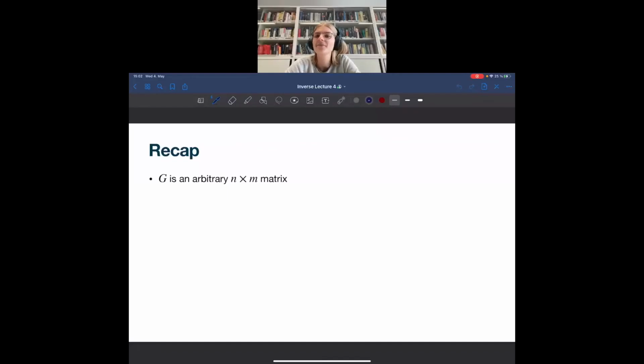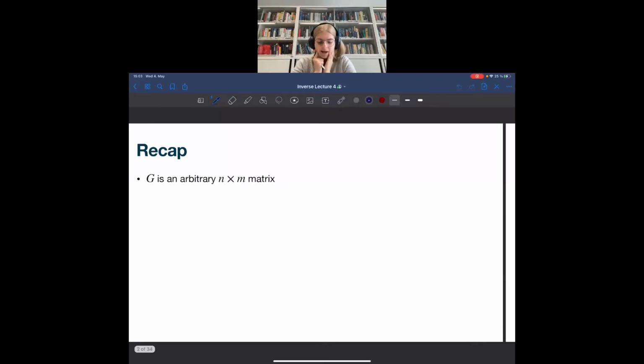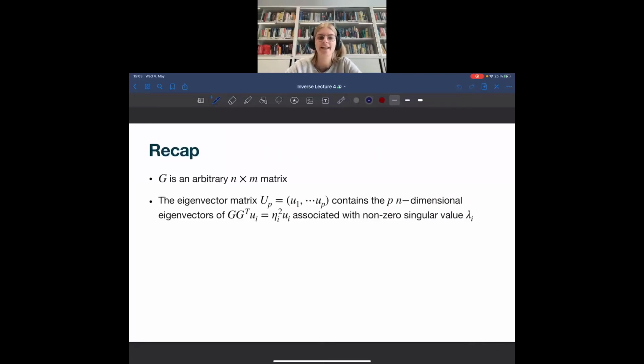So we had an arbitrary n by m matrix. So we wanted to solve the inverse problem relating to the non-square matrix. We called the matrix G. We came up with the following. We defined an eigenvector matrix, which we called U, and it contained the eigenvectors of G times G transposed. And if you remember, G times G transposed is a square matrix, and therefore the eigenvalue problem does exist.